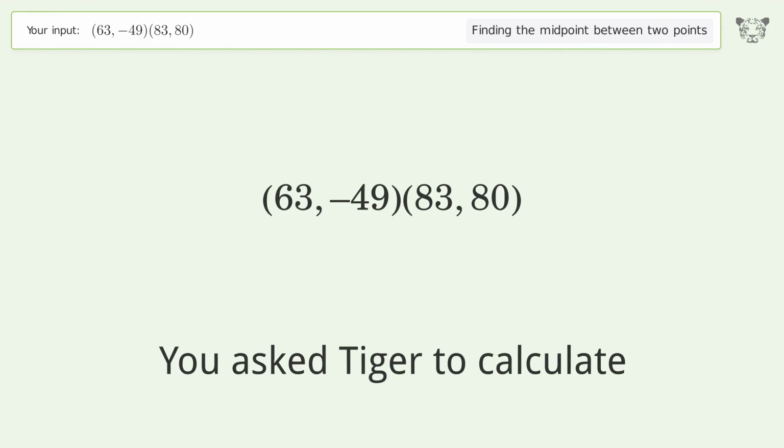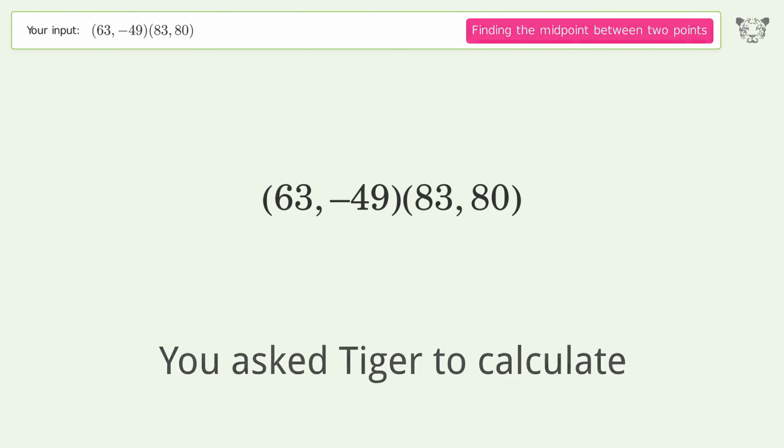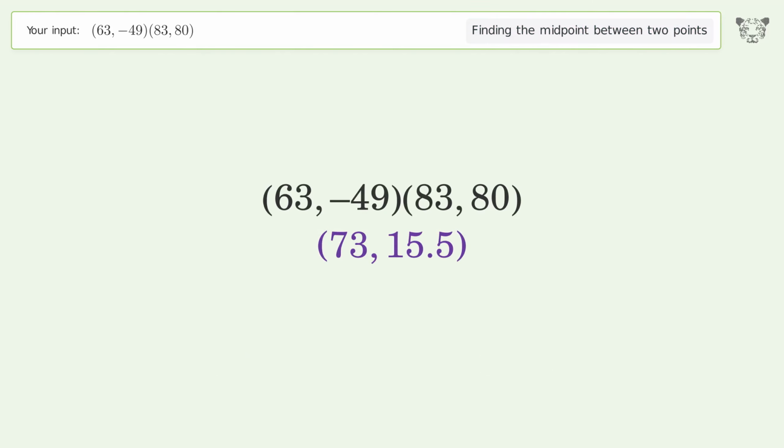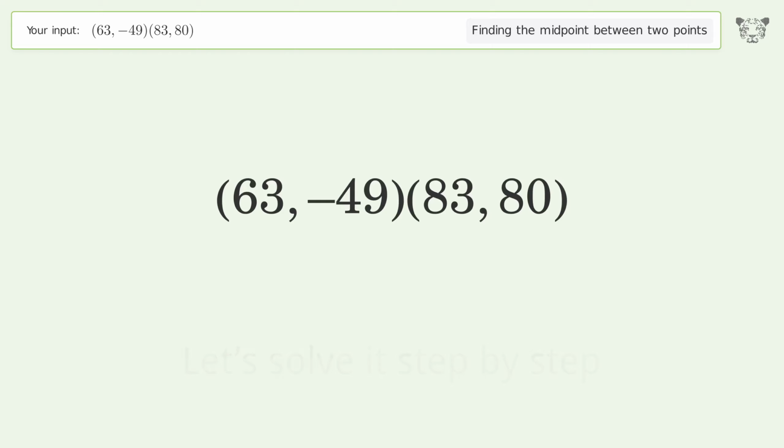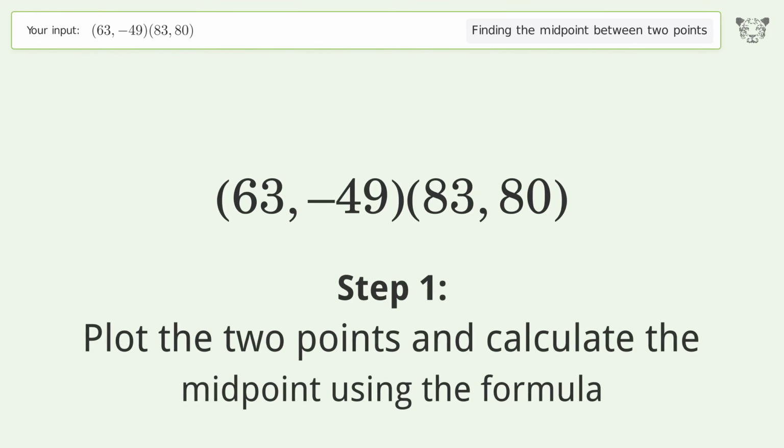You ask Tiger to calculate. This deals with finding the midpoint between 2 points. The midpoint between the 2 points is 73, 15.5. Let's solve it step by step. Plot the 2 points and calculate the midpoint using the formula.